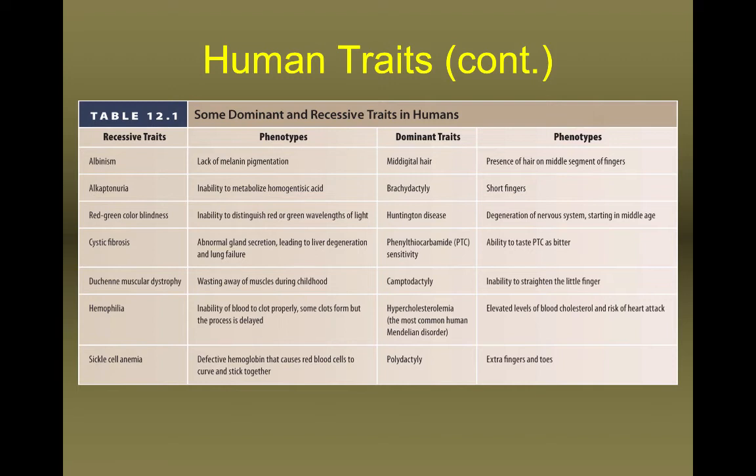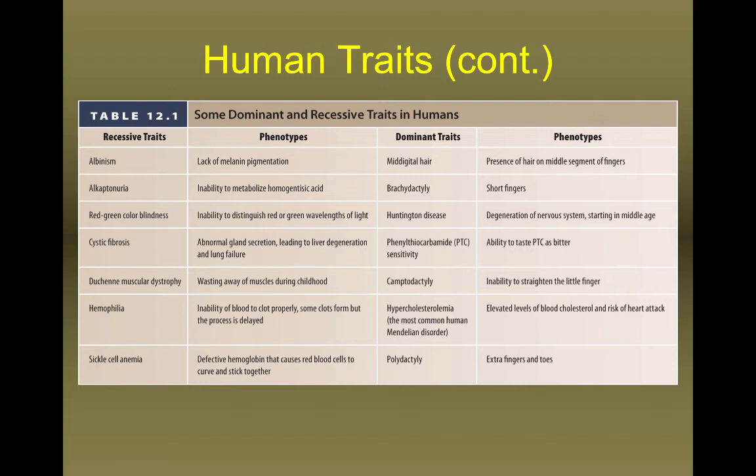Polydactyly, another good example. This is a dominant trait. Polydactyly is having extra fingers and toes. Now, most of us don't know people that have extra fingers and toes. So again, dominant does not mean more common. It has nothing to do with how common it is in the population. It just means that you only need one copy of it to be expressed.